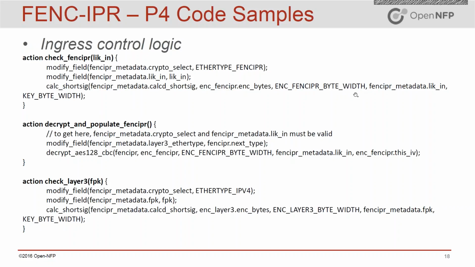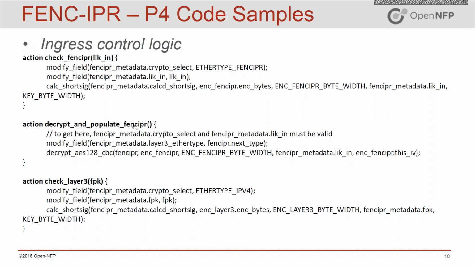I need the byte width because the FENC-IPR version versus the IPv4 encrypted header version, the number of bytes that are encrypted are different. And I'm using the same routine, so it tells me what the encrypted byte width is. And then the logical interface key and the key byte width. Right. So I call this routine. This is an action. This is a routine that's actually now done in the hardware. In this case, the hardware is BMV2, and I'll show that in a minute.